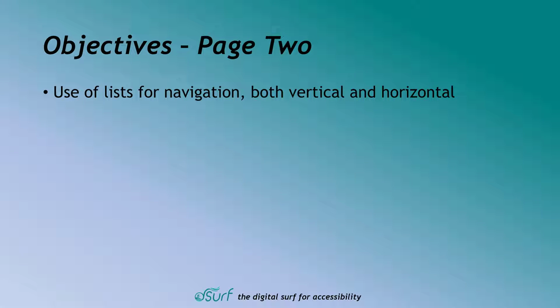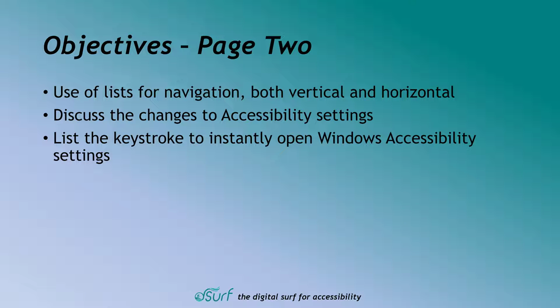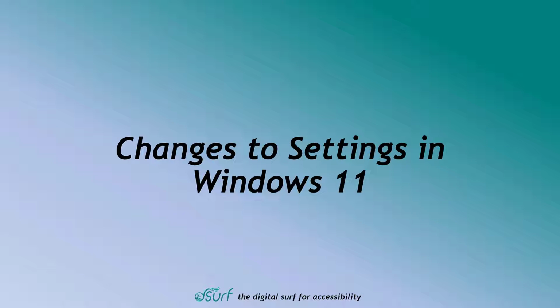Use of lists for navigation, both vertical and horizontal. Discuss the changes to accessibility settings. List the keystroke to instantly open Windows accessibility settings. Changes to settings in Windows 11.